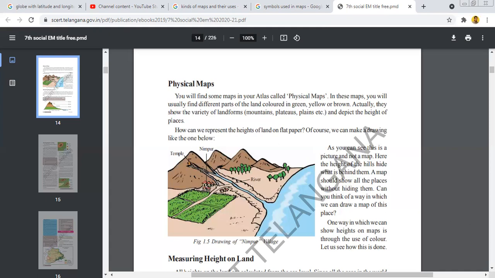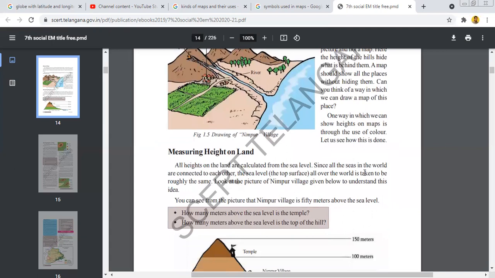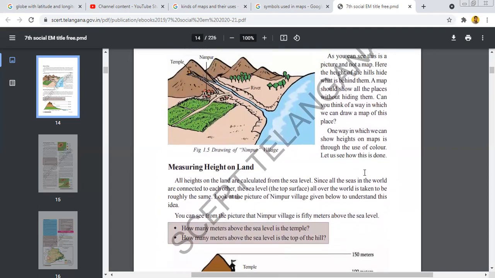But how we show these features on the map, that is more important. So if you want to show the height of the mountain on the map, first of all we have to find the height of the land, measuring height on land. All heights on the land are calculated from the sea level.